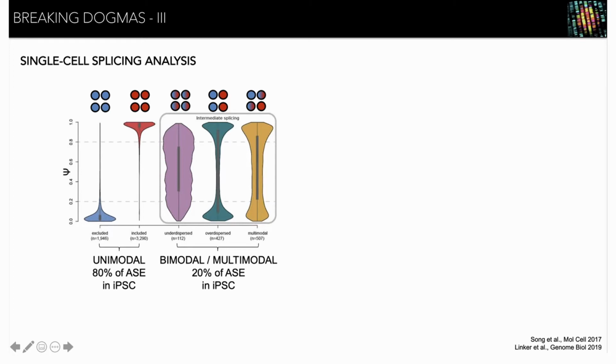Then the third dogma I would like to break before getting to the data is the realization, recently, thanks to single-cell transcriptomics and particularly splicing analysis, which is not straightforward at all, that alternative splicing is not black and white. It's true that most of the alternative splice events will be either completely excluded or completely included, but you have 20% of the splicing events that will be multimodal or bimodal, which means that you will have splicing events shared, present in the same cell, or there will be some cells with one splicing event and cells with the other, or then as well, and that will be one of the most prevalent cases, in which you have cell-cell and transcript variability.